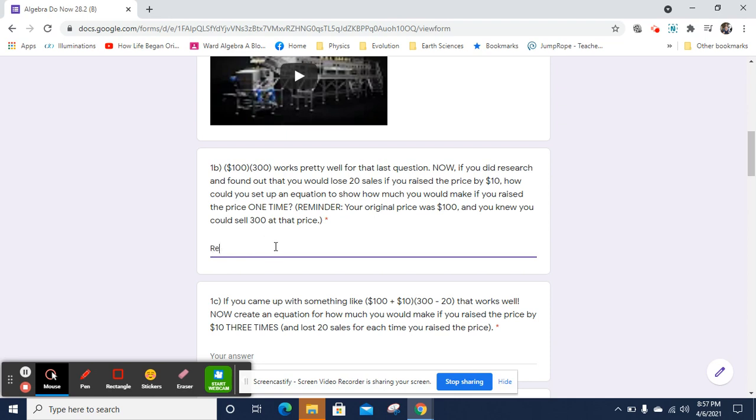So our new revenue equation is going to end up being $100 plus $10, and that's going to be times 300 sales minus 20 sales. So one $10 increase, lose 20 sales. And that would work out.